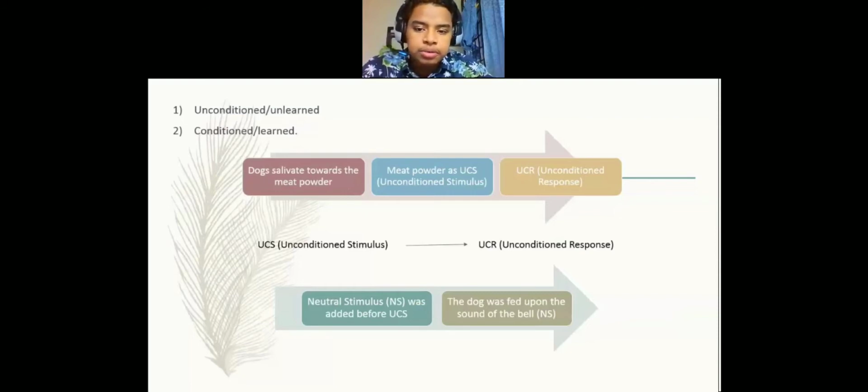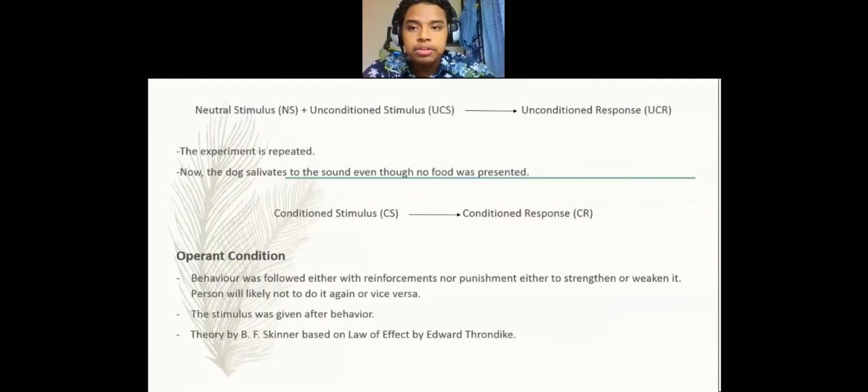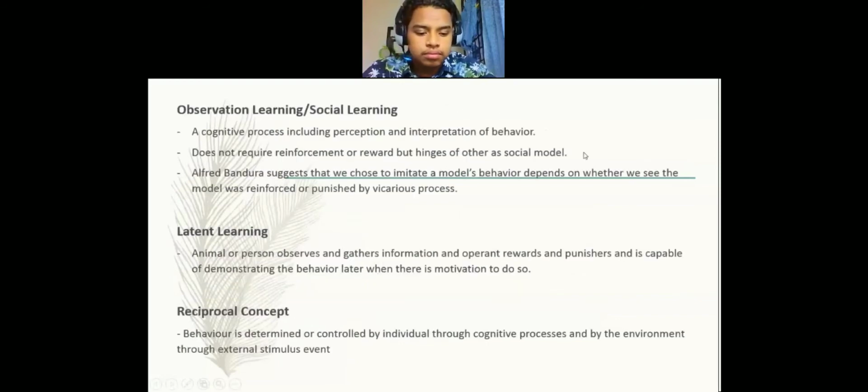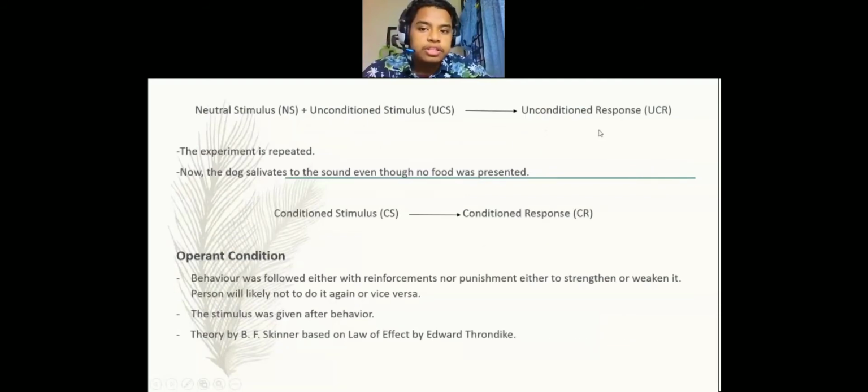But then a neutral stimulus was added: the dog was fed upon the sound of a bell. The sound of the bell here is a neutral stimulus. Every time we fed the dog, the bell would ring upon the arrival of the food. So this neutral stimulus, with the addition of the unconditioned stimulus, UCS plus NS, reproduces the unconditioned response, UCR. This experiment was repeated by him.